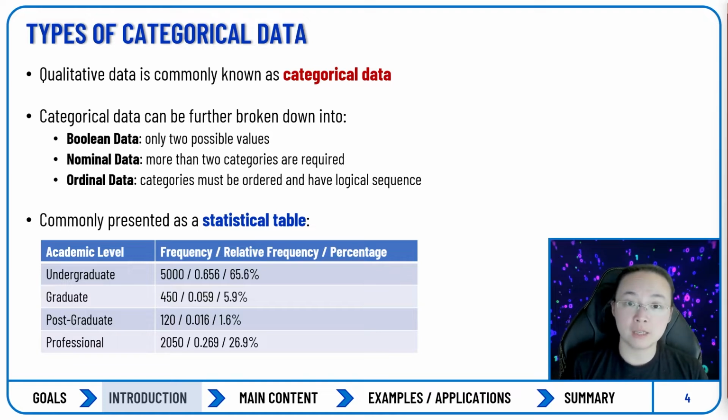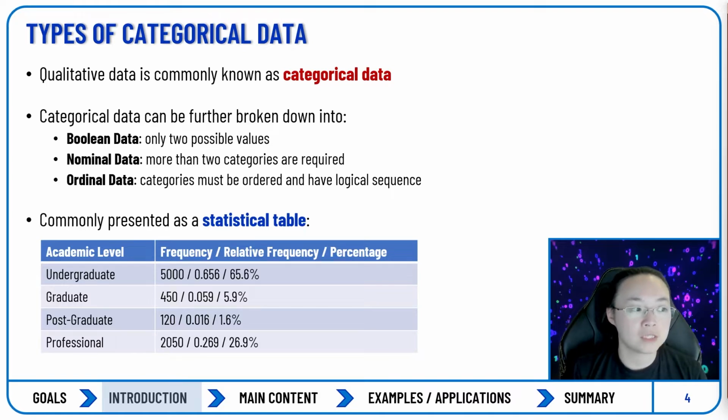You can have Boolean data, which is only just two values. For example, true and false, yes and no. That would be an example of Boolean data. And all of your data that you collect would have to be filtered and placed into one of the two categories. If you have more than two categories, for example, the one below where I have academic levels, you have undergraduate, graduate, postgraduate, and professional. That would be considered nominal data because more than two categories are required in order for you to represent your sample.